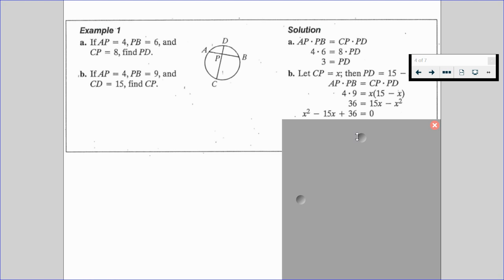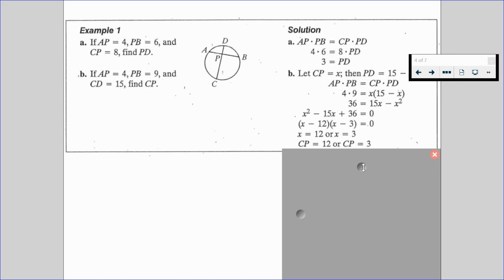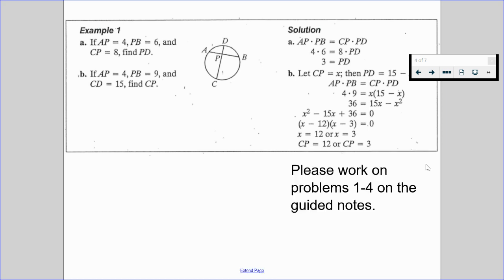We could then set that equal to 0 by bringing over that 15x and negative x squared, and now it becomes x squared minus 15x plus 36 is equal to 0. We can factor that. We end up with x minus 12 times x minus 3 is equal to 0. Using the zero product property, x is equal to 12 or x is equal to 3. So that means that the length of CP is equal to 12 or the length of CP is equal to 3, and both of those will work. With this in mind, please work on problems 1 through 4 on the guided notes and resume when you're ready to move forward.